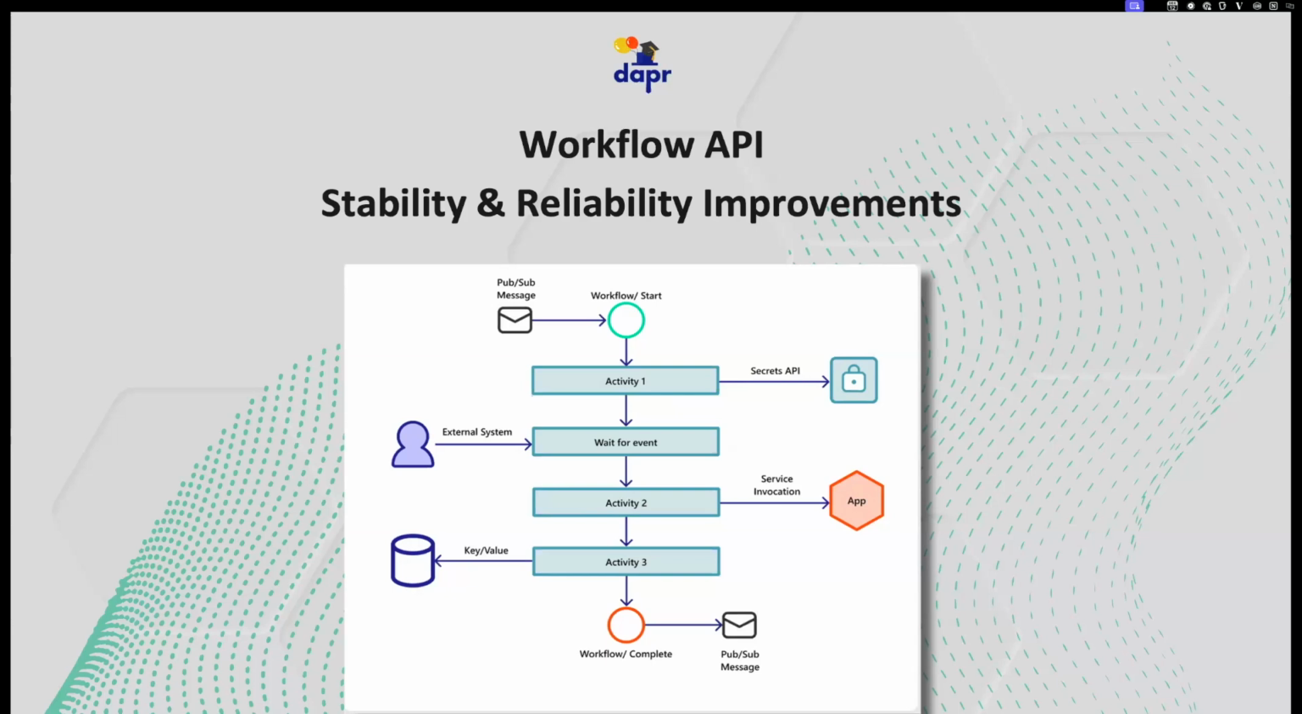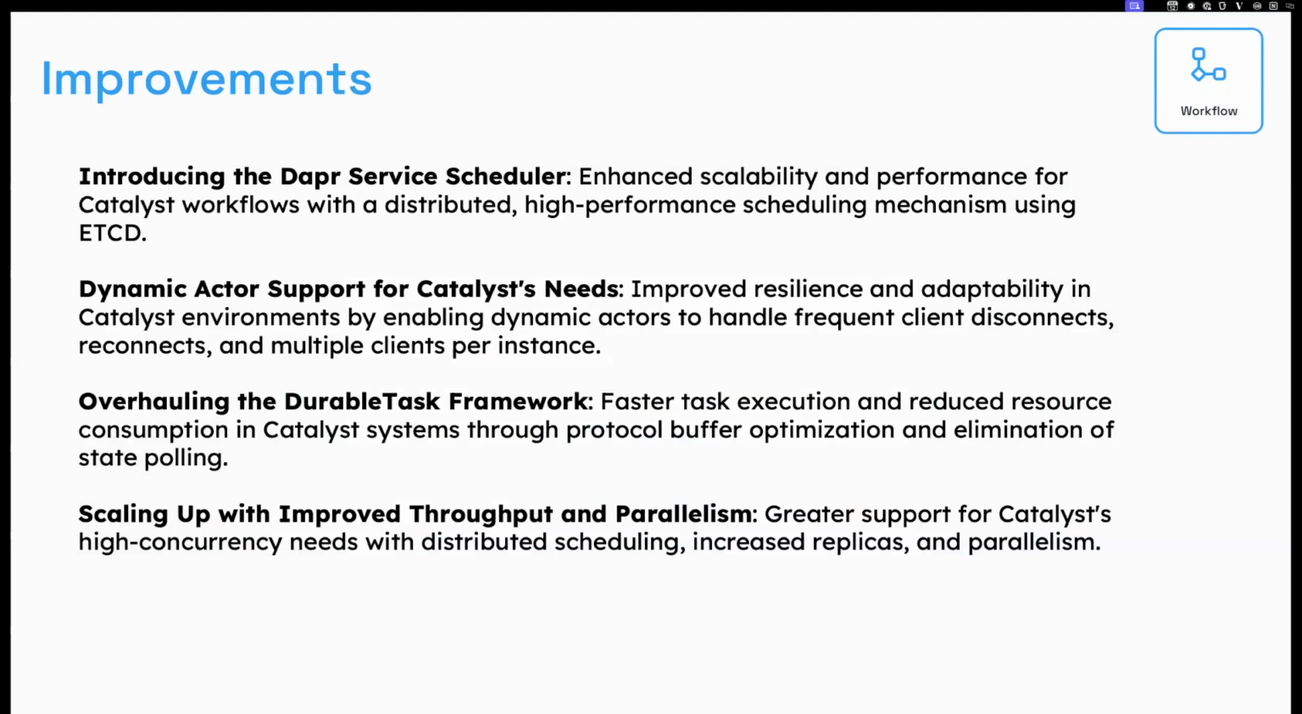So the team has been very hard at work really over the past 6 to 8 months, making sure that workflows becomes a stable experience in Catalyst. So here are some of the improvements that are coming as the Dapr 1.15 release is approaching. So you can imagine that these will be available within probably the next month or so. And so we're introducing the Dapr scheduler service, which basically enhances the scalability and the performance of Catalyst workflows.